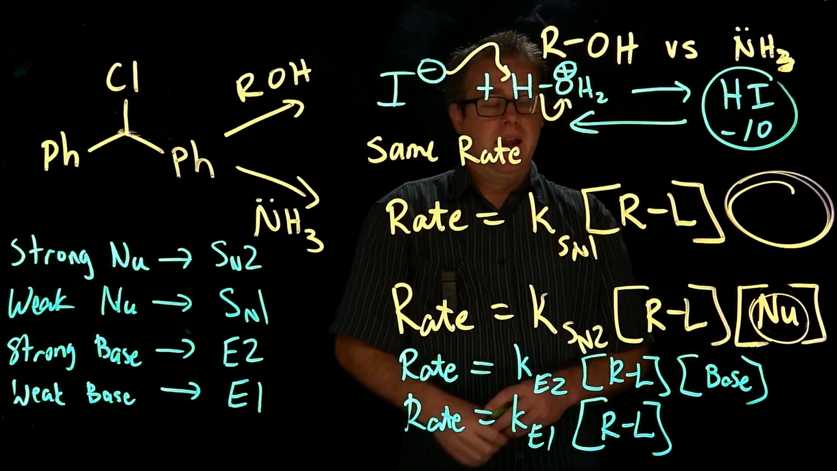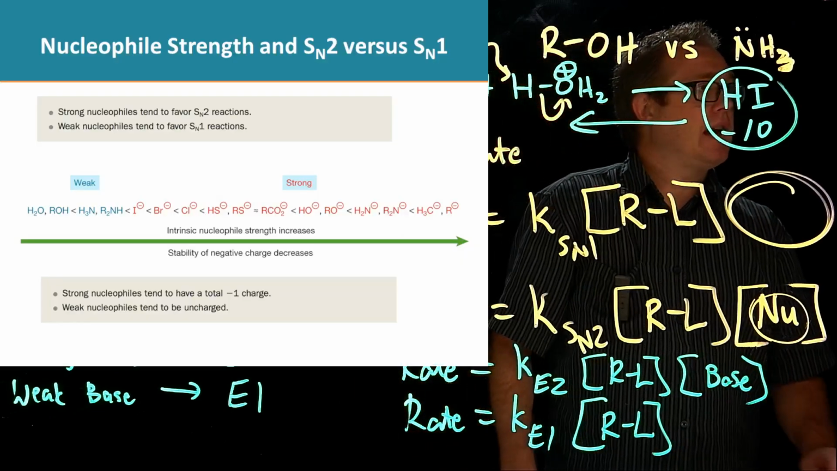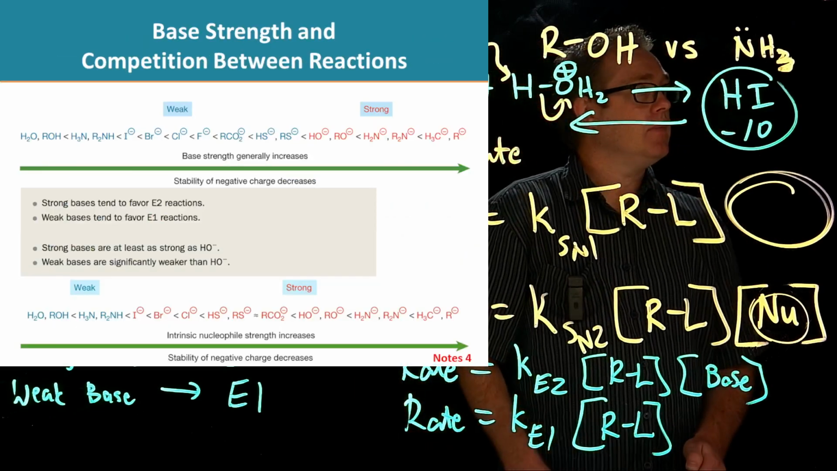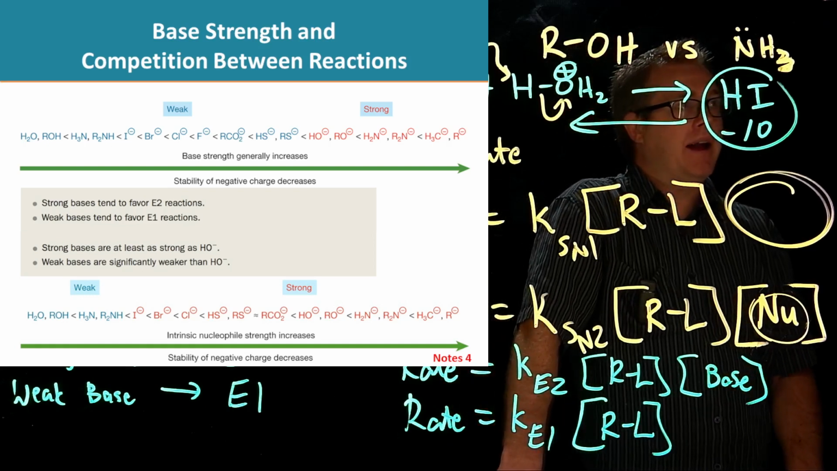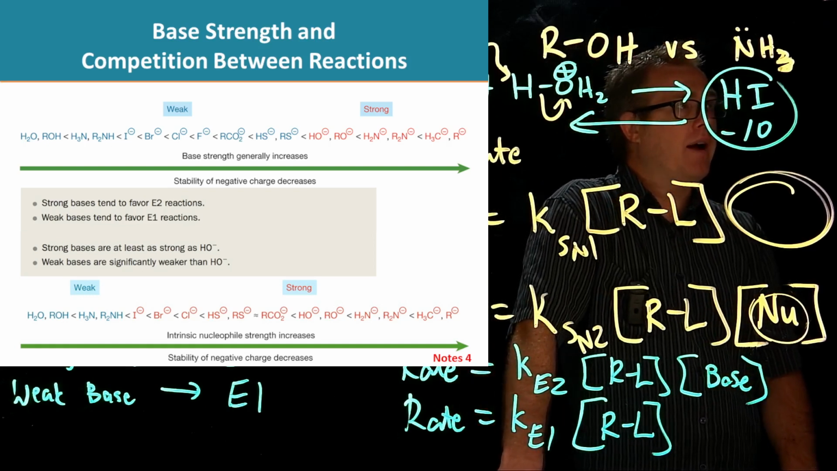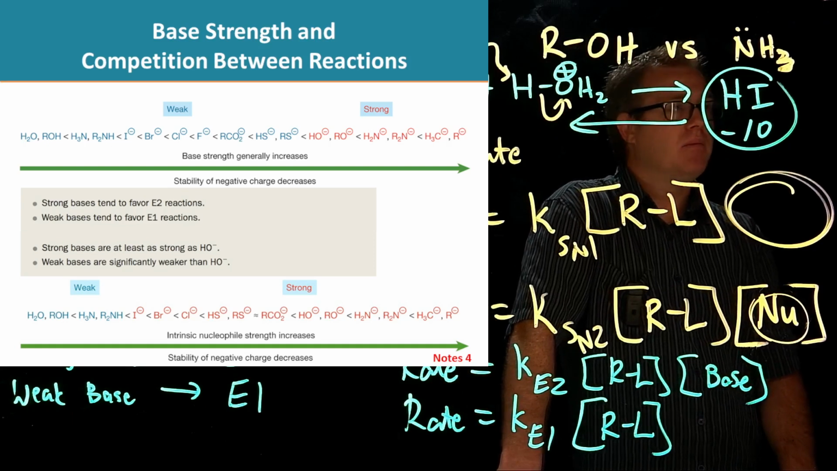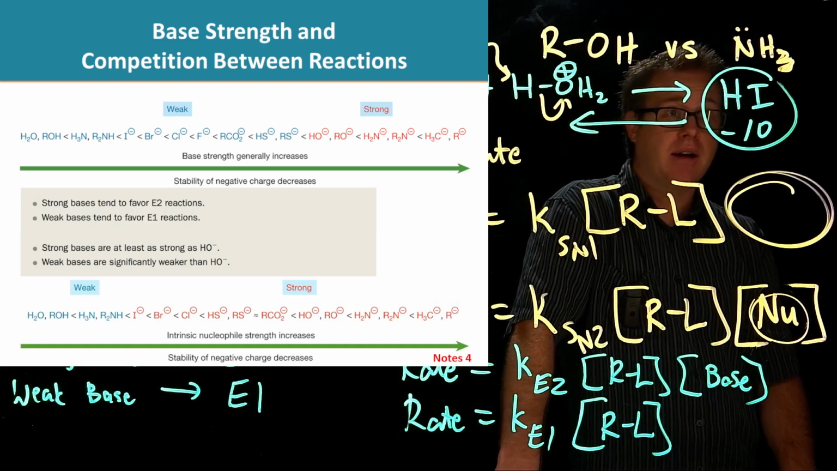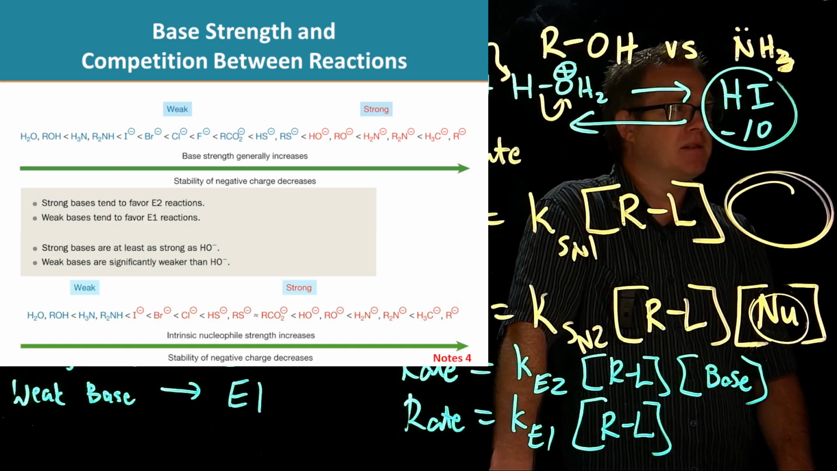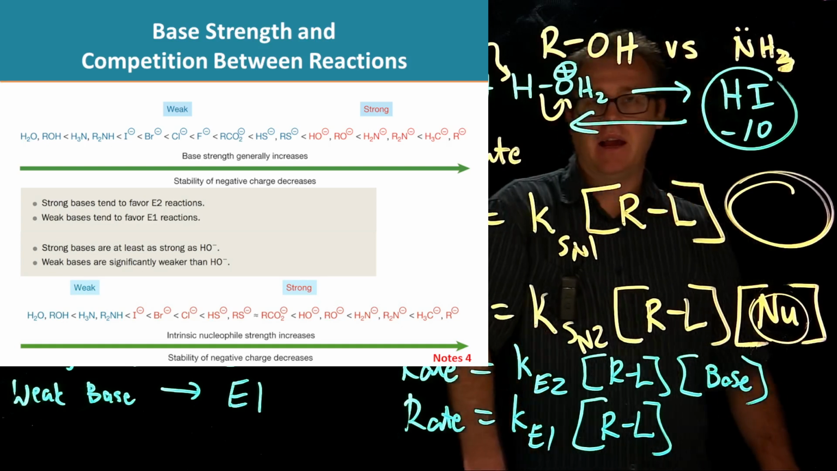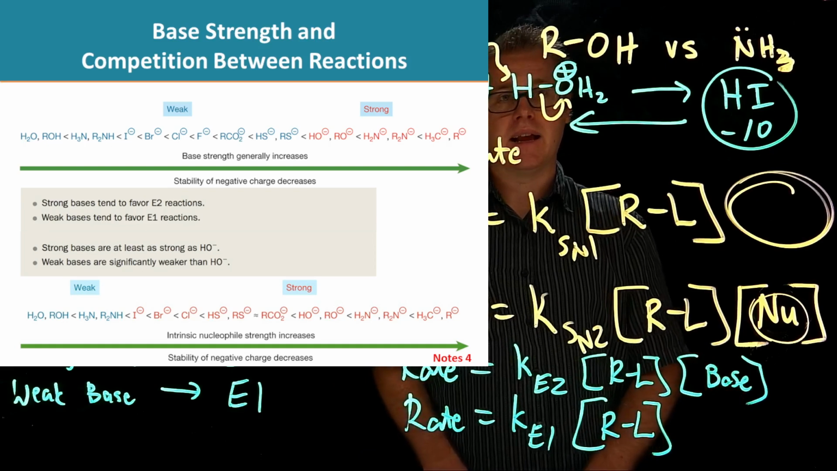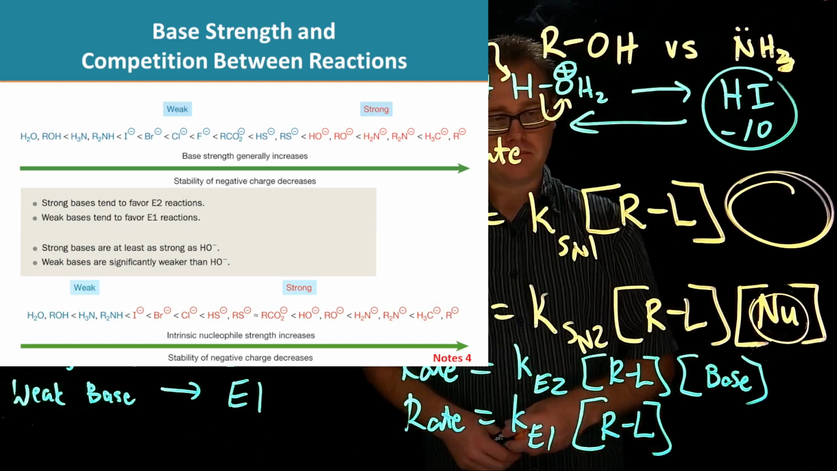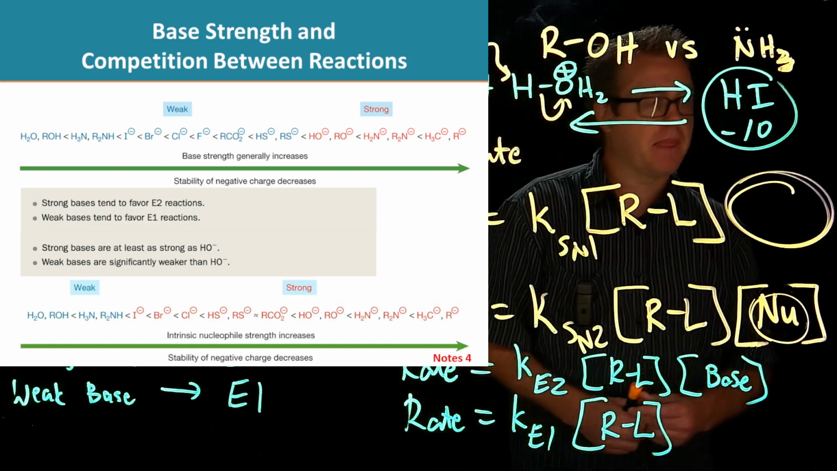So in summary, when you take a look at our iodide, our bromide, and our chloride, why are they weak bases? Because they generate strong acids if they act as a base. But why are they strong nucleophiles? Because of their negative charge and their polarizability. All right.